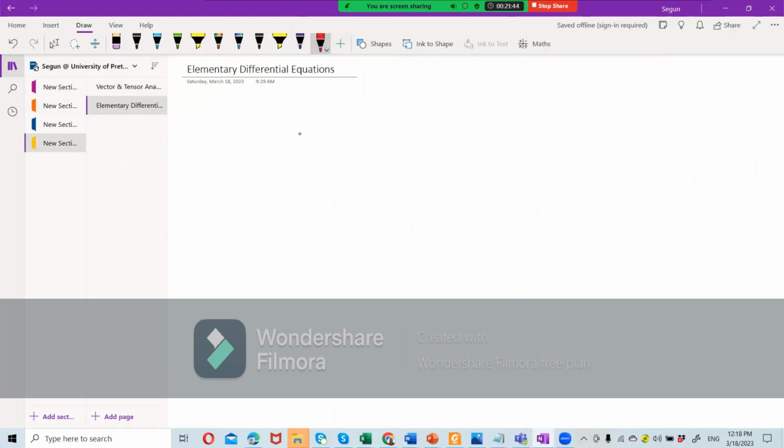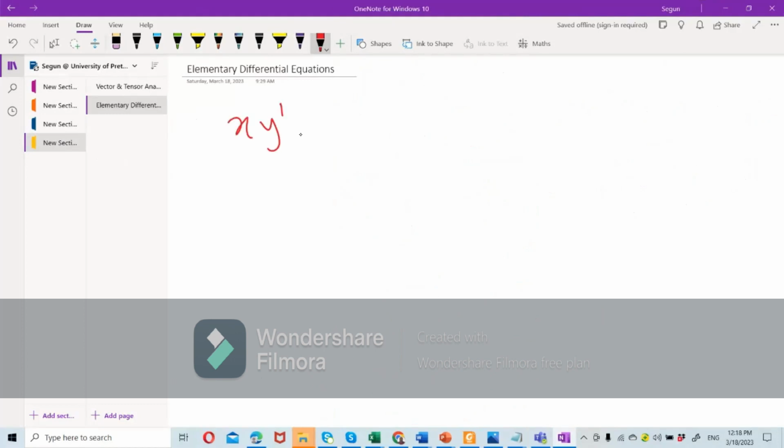If I give you this, let's look at the order of this: x y triple prime plus y squared equals sine x. What is the order of this? Third order, sir. Yes, third order. This question, you will see them in your exam.